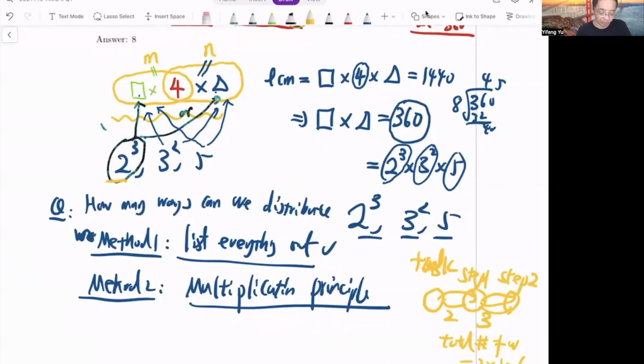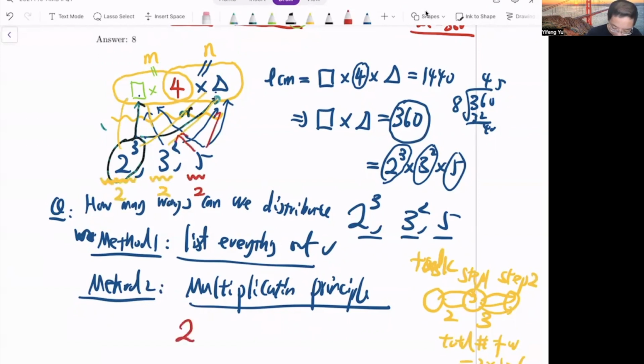So this is called the multiplication principle. Now here, step one, we arrange and see how many ways we can put 8. We have 2 ways, right? Either go there or go there. How many ways can we put 9? Again, 2 ways, either go there or go there. And how many ways can we put 5? Again, it's 2 ways, either go there or go there.